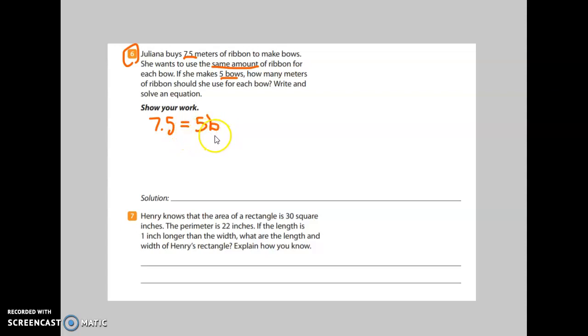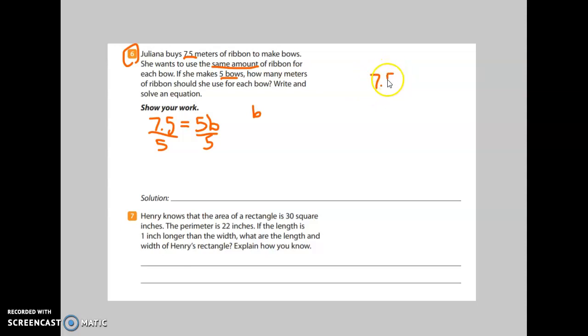So first, what is the operation happening in the equation? 5 and B are being multiplied, so I need to divide this side by 5 and this side by 5 to get B by itself and to balance the equation. So 5 divided by 5 is 1, so B is now by itself. I'm not going to do this mentally, I'm going to actually do it over here so I can see it a bit easier.